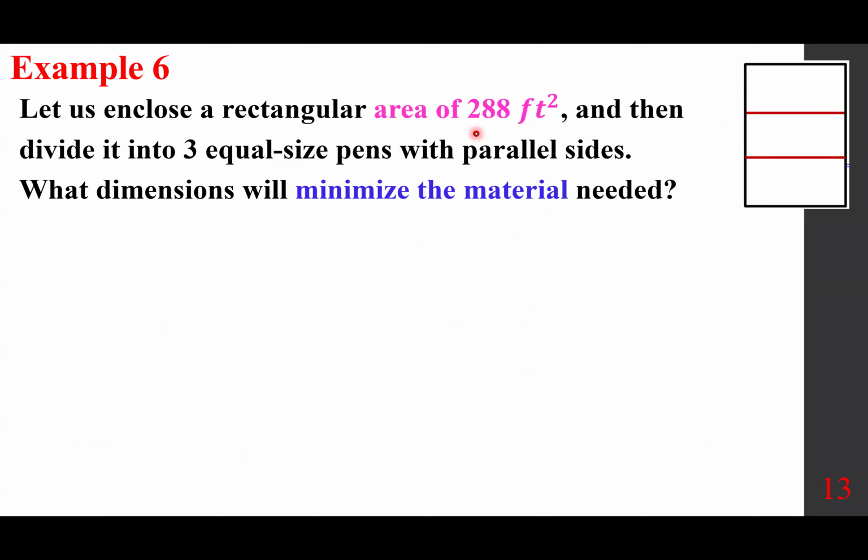Let's enclose a rectangular area of 288 square feet and then divide it into 3 equal size pens with parallel sides. What dimensions will minimize the material needed? All right. So let's write the objective and so forth by defining our variables first. Let's say the width is x, the length is y.